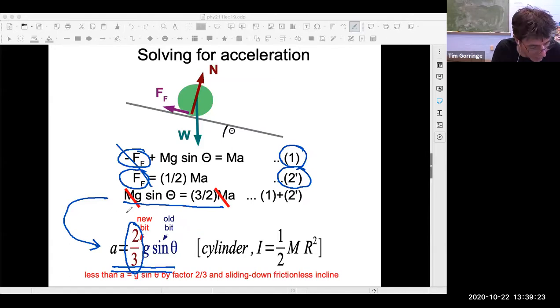And actually, the exact number, we got 2/3 here. The exact number depends on whether you were considering a cylinder or a sphere or a ring. We considered the cylinder. It depends on the exact equation for the moment of inertia. It depends on this number in that equation. And so it's a very interesting problem, this rolling of objects down inclines, where you've got this rotational and translational motion, where you can write down the description of the rotational and translational motion, and you can solve for the acceleration.